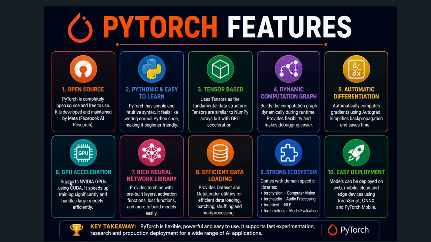Sixth one is your GPU acceleration. It supports NVIDIA GPUs using CUDA. It speeds up training significantly and handles large models efficiently. CUDA is basically for making your operations faster. Seventh is your rich neural network library. It provides torch.nn with pre-built layers, activation functions, loss functions, and more to build models easily.